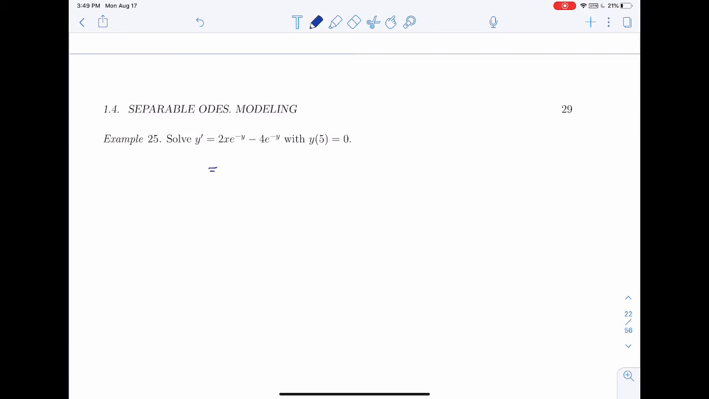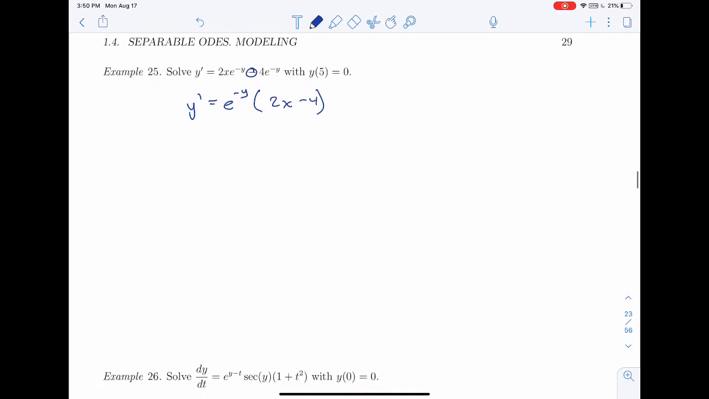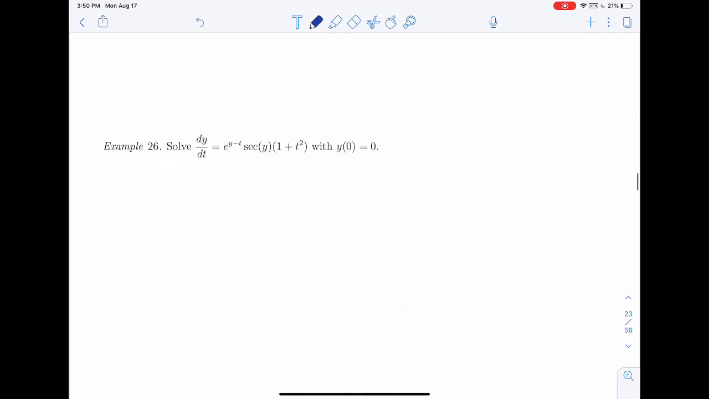So as we think about trying to separate stuff, pluses and minuses tend to screw things up as far as separability is concerned, because I need it to be a function of x times a function of y. And so the way we have to do this is you have to factor out the e to the minus y, and then you get 2x minus 4. And so that is much easier to separate. So I'll let you finish that one. Same thing goes with this one here.